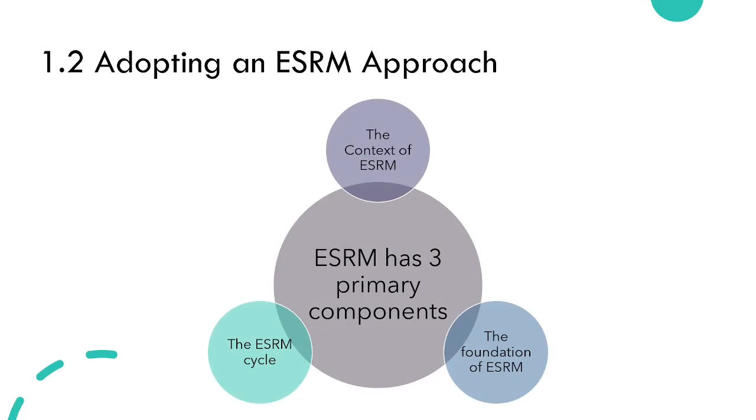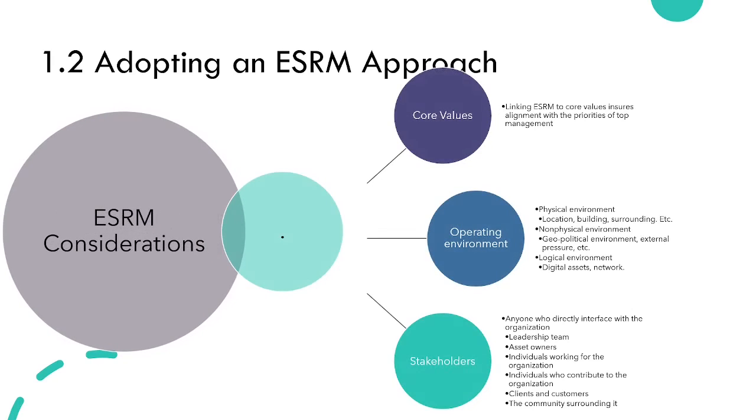Now, if we want to go and adopt an ESRM approach, there's three primary components, and those are the context of ESRM, the foundation of ESRM, and the ESRM cycle that helps us always stay up to date and renewing the ESRM. Now, before I go into these three components, I want to talk about other considerations when going into an ESRM approach. And the first one is the core values.